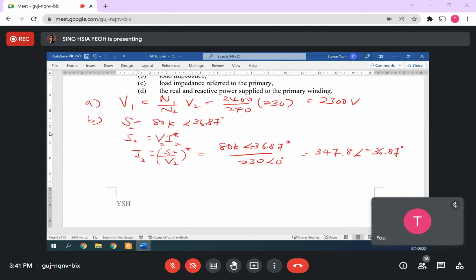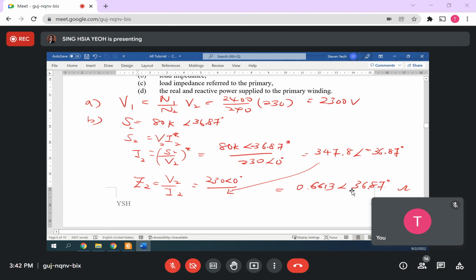Then only you want to find impedance Z2, then you can use Ohm's law, V2 over I2, which is 230 angle 0 degree divided by this one. So you get 0.6613 angle 36.87 degree. I prefer your answer in polar format. Okay. Anything that you would like to ask?